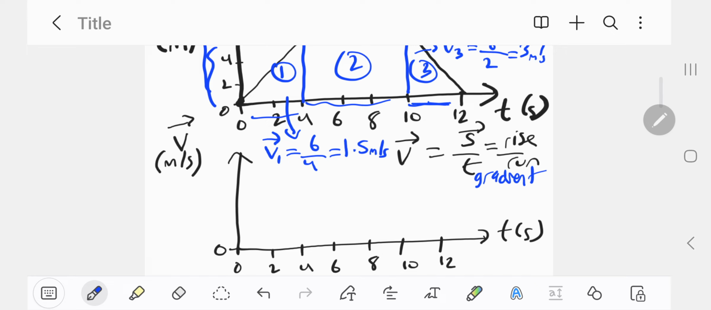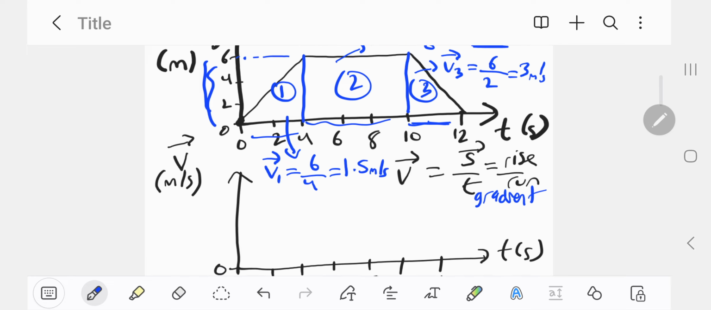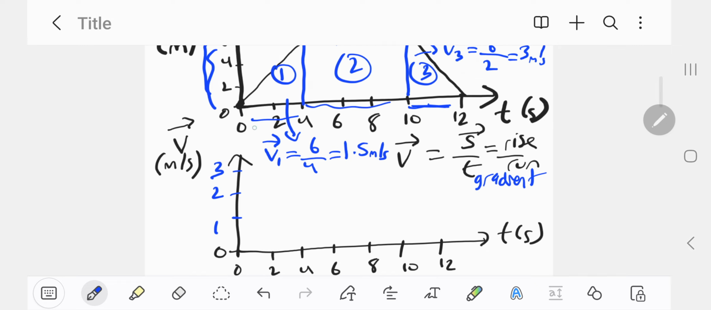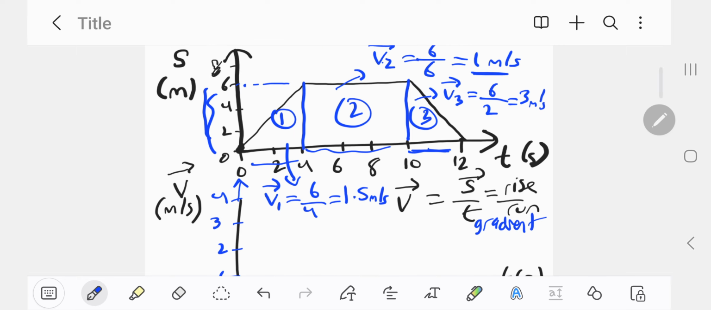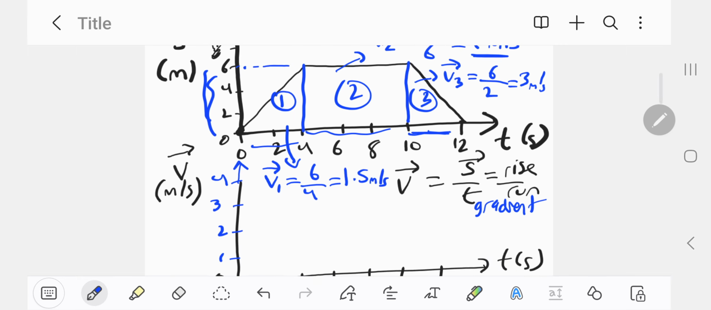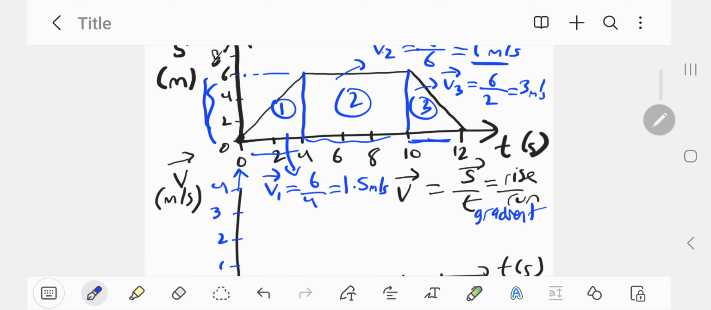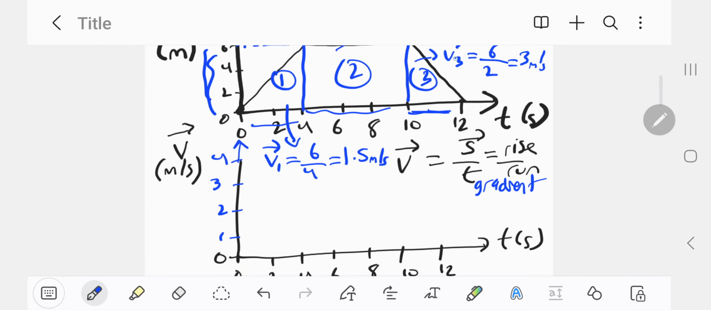Now the velocity is going from 1 to 1.5 to 3. So let's go by ones. 1, 2, 3. I'll extend this a bit and I'll make it up to 4. 1, 2, 3, 4. So for the first area, the velocity is 1.5 meters per second from 0 to 4 seconds. From 0 to 4 seconds, it's 1.5.